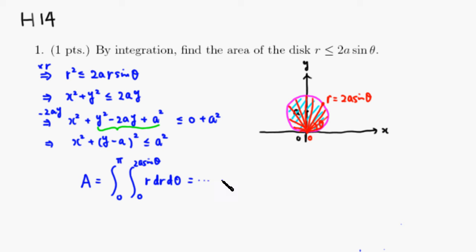So the answer is pretty clear. You have to actually work out the double integral, but the answer is going to be, since the radius is a, the area has to be pi a squared. But you need to fill in the gap. Alright, that's it. I hope that this was clear.